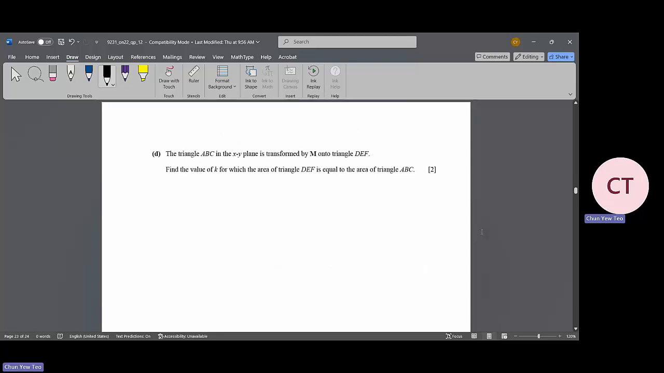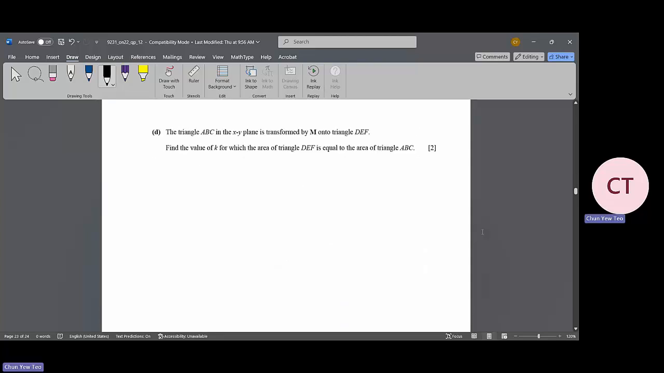So we move on. Still have question number 3D. Okay, so this one, another questions. The triangle ABC in the XY plane is transformed by M onto the triangle DEF. Okay. So ABC transformed to DEF, that means this one is object, this one is image. Find the value K which the area of the triangle DEF is equal to the area of triangle ABC. Find the value of K.